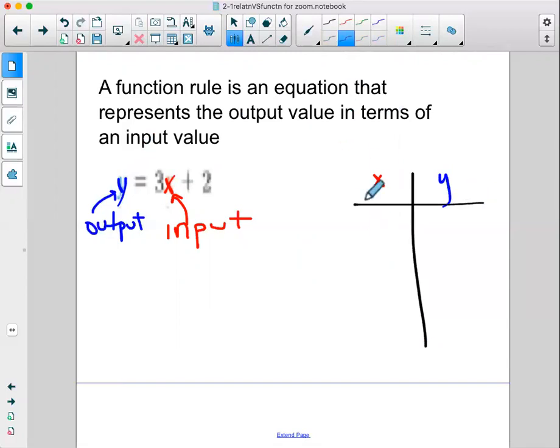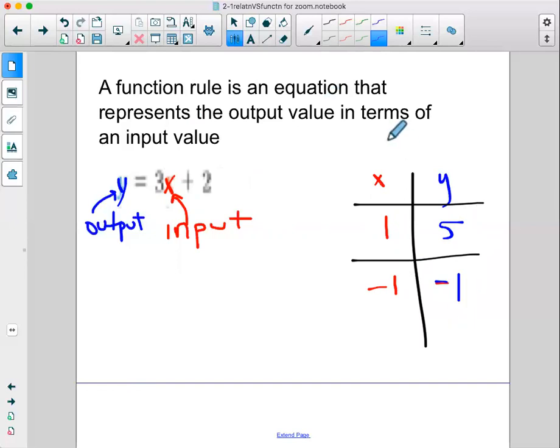So if you had the input of, let's say, the number 1, what would my output be? If I put in the number 1, 1 times 3, 3, plus 2, 5. So my ordered pair would be 1, 5 for input output. What about if I put in the number -1? If I put in a -1, 3 times -1, -3, plus 2, -1 for output.